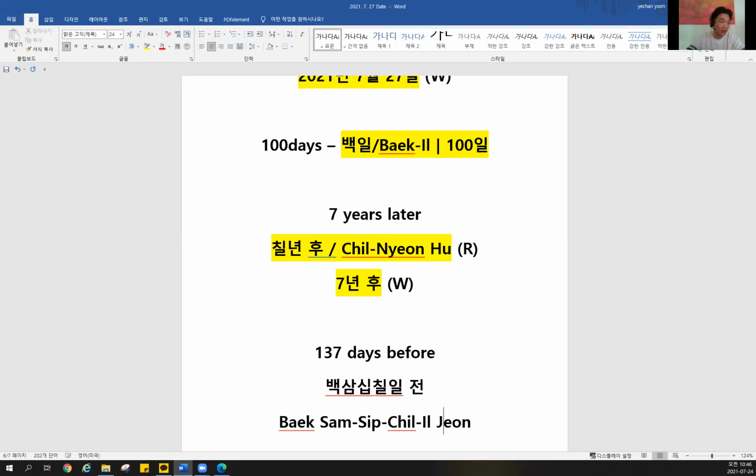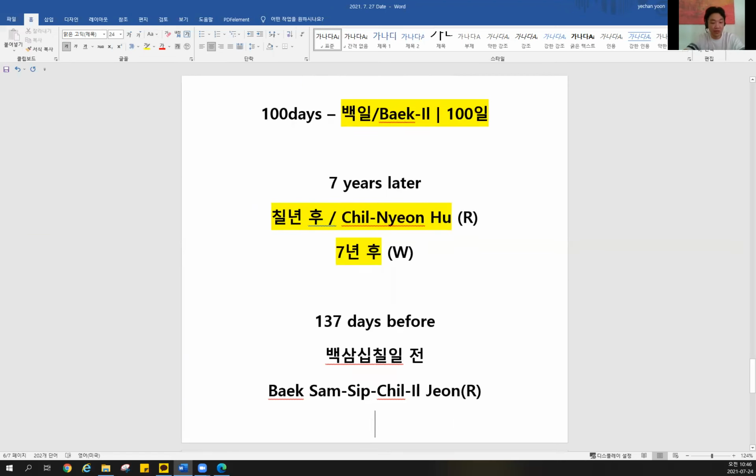This is how you can read it. Okay. How to write it down? Just use the number. 137일 전. Just like this, guys. Okay. Super duper easy.